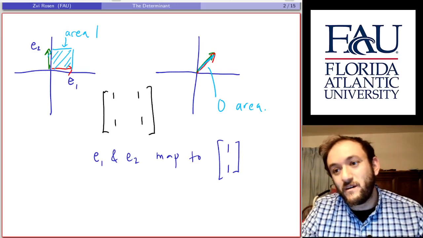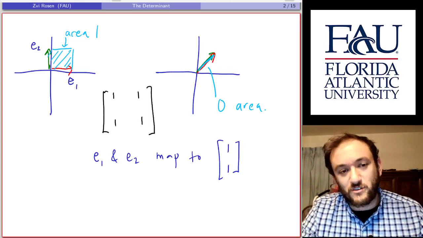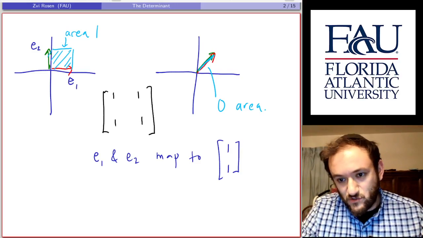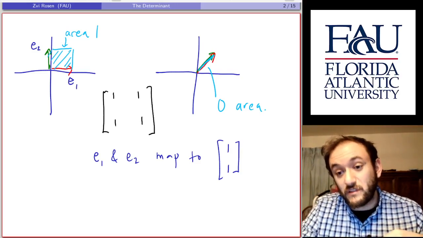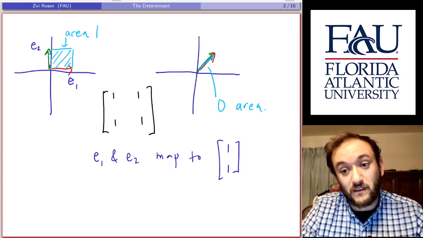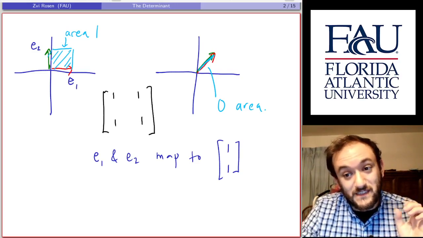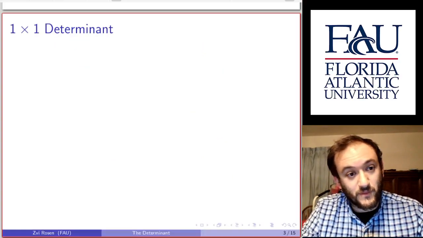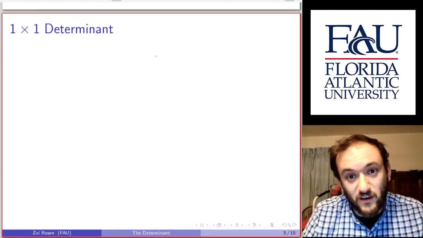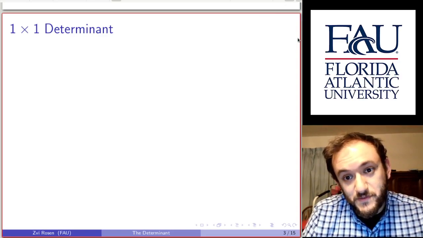Okay, so this gives us intuition for what determinants do. They describe how area changes under a linear map, or volume in higher dimensional cases. And when the determinant is 0, the matrix is not invertible. Okay, so let's get started on small examples.